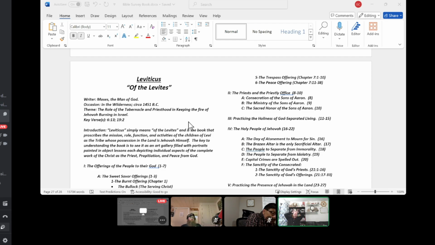In chapters 8, 9, and 10, the second part of the book, the priests and the priestly office are discussed. In chapter 8, we see the consecration of the sons of Aaron. And their consecration is really interesting. And in verses 1 through 5, Moses is told to bring the sons of Aaron and the garments and the anointing oil and a bullock for the sin offering and 2 rams and a basket of unleavened bread, and gather all of them to the congregation unto the door of the tabernacle of the congregation.